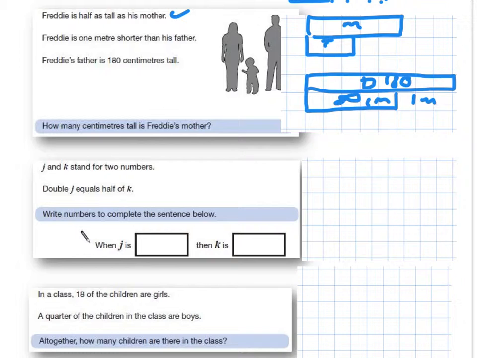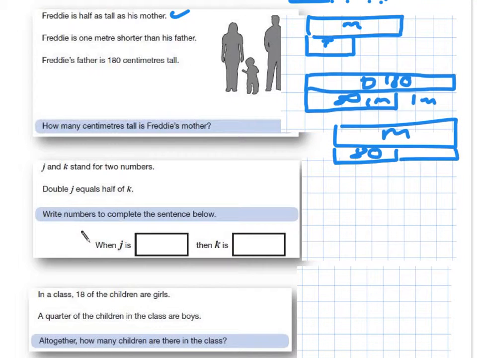So if Freddie is 80 centimetres tall, then we can put that 80 into this box here where we'd put Freddie before. So I might draw another one in fact down here. So I've got Freddie's mum. Remember Freddie was half as tall, so if we've got 80 here, we'll have another 80 there, and then we can work out then how tall Freddie's mum is.